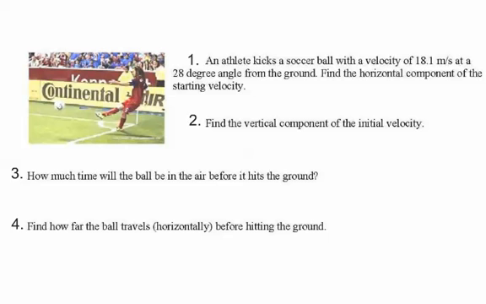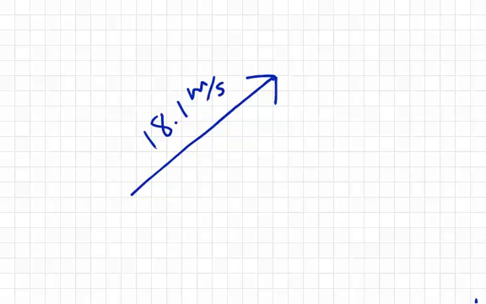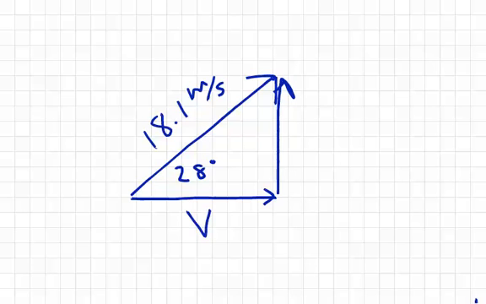So the first part of the problem is finding the horizontal component and the vertical component of this starting velocity. To do this, we are going to draw a triangle. This represents our starting velocity, which was 18.1 meters per second, and that was at a 28-degree angle. So to complete this, we draw our triangle with a horizontal component and a vertical component. We label them Vx for the horizontal and Vy for the vertical.